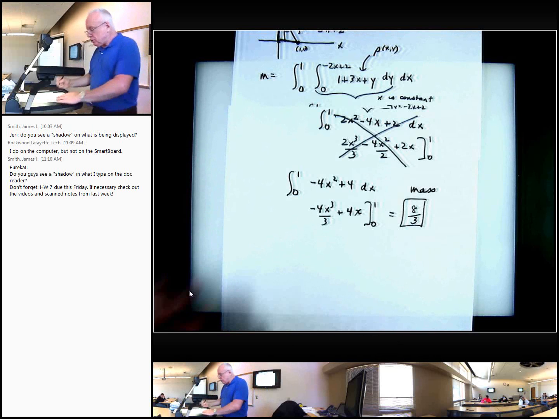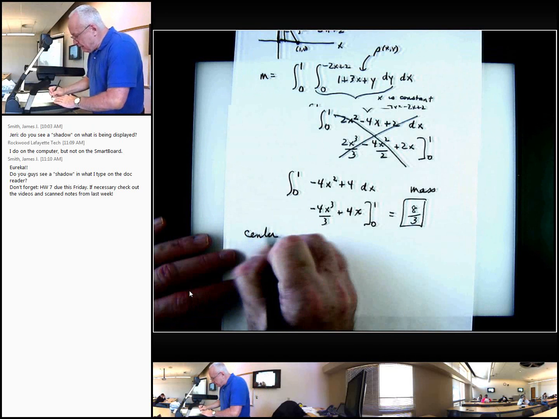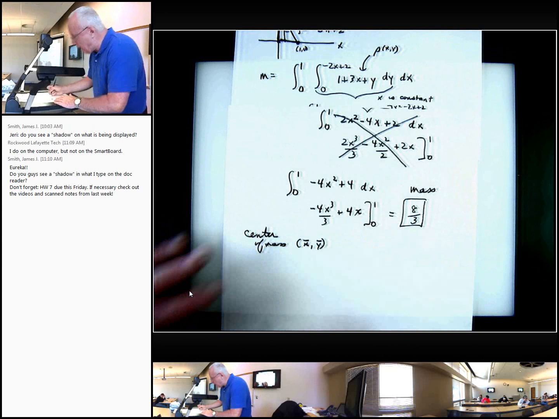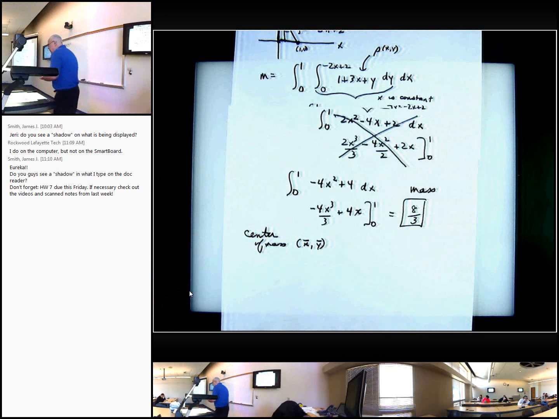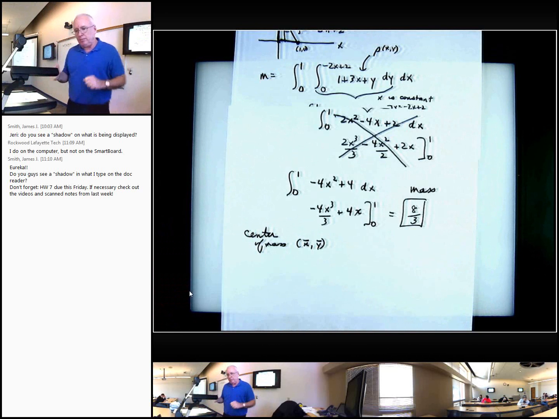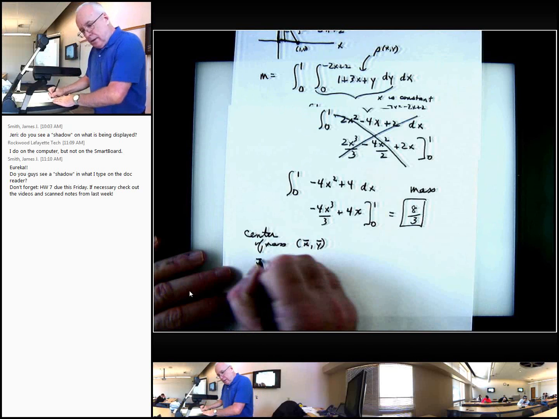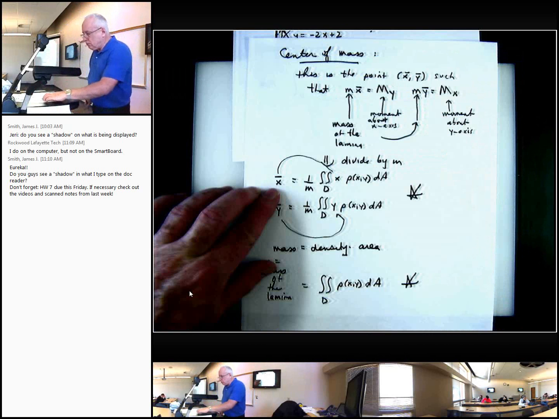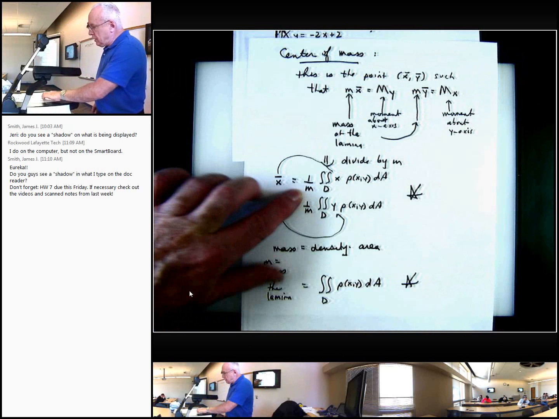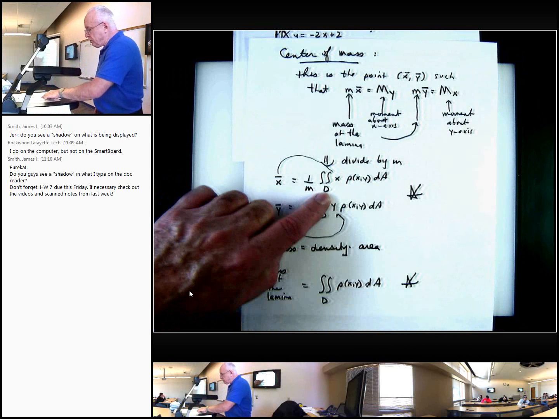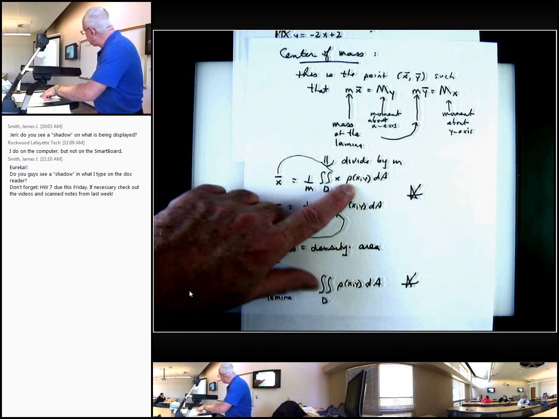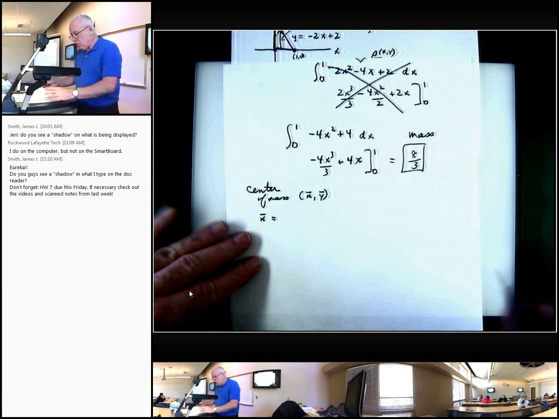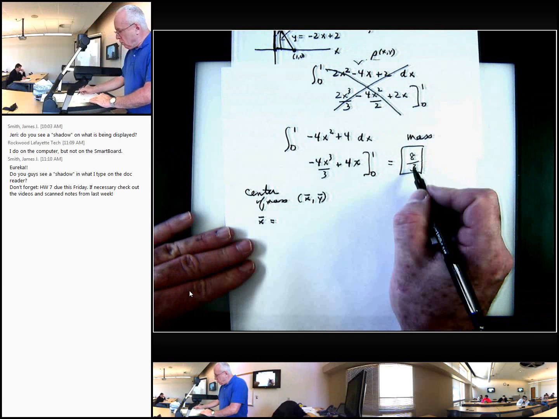The next thing they're asking for is the center of mass, that's x bar, y bar. We've got 2 coordinates here. I'm just going to look at x bar right now. X bar is equal to, let's see, where was our formula here? It's equal to 1 over the mass times the double integral over D of x times the density dA. Okay, that's the formula. So this is going to be 1 over our mass.